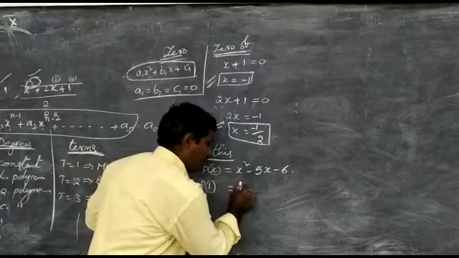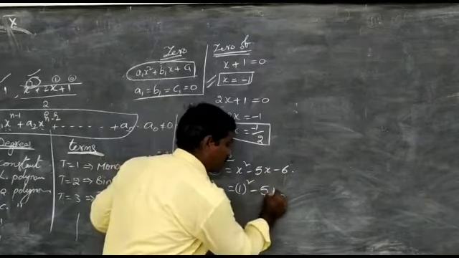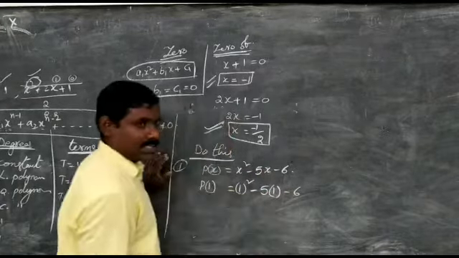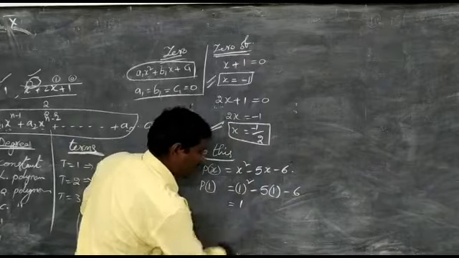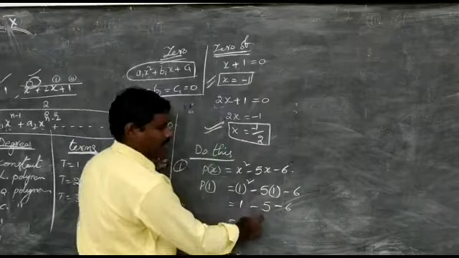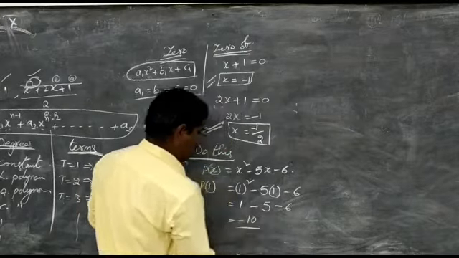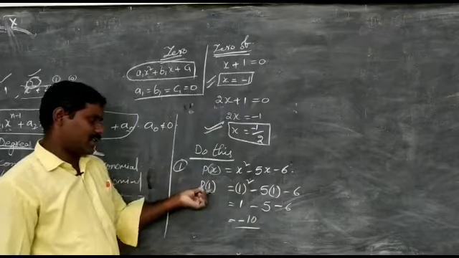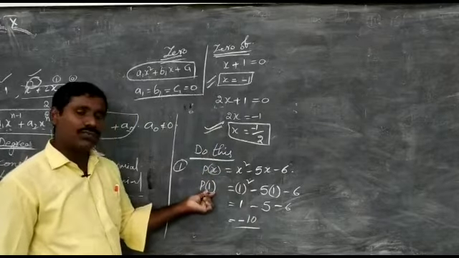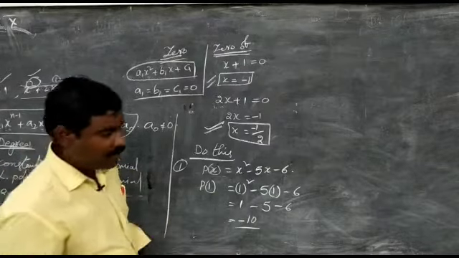x square means 1 square, minus 5 into 1, minus 6. Now 1 square is 1, minus 5 into 1 is 5, minus 6. So 1 minus 5 is minus 4, minus 6 is minus 10. Now the value of P of x at x equal to 1 is minus 10. Similarly you can take P of 2.